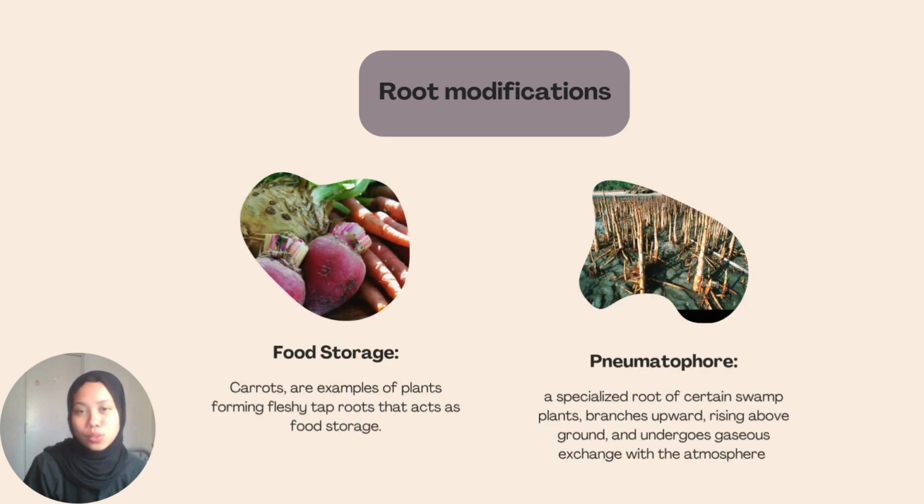Alright, now let's look at root modification. Some roots are not just for absorbing water, they also have a special function. For example, pneumatophores are roots that grow above the ground, especially in swampy areas. They help the plant breathe by exchanging gases with the atmosphere. Another type is food storage root, like a carrot. These roots store food for the plant in the form of starch and sugar, and sometimes humans eat them too.